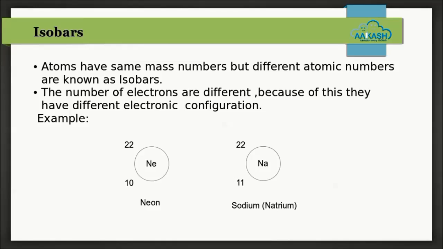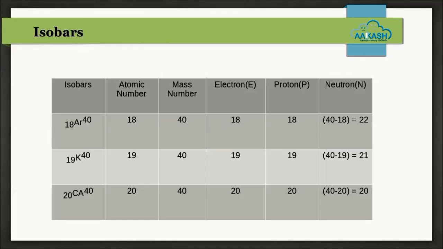Suppose the number of protons of one isobar matches the number of neutrons of another, they are called mirror nuclides of each other. For example, neon and sodium. As you can see, they have same mass numbers but different atomic numbers. Here are some more examples of isobars in the table below.